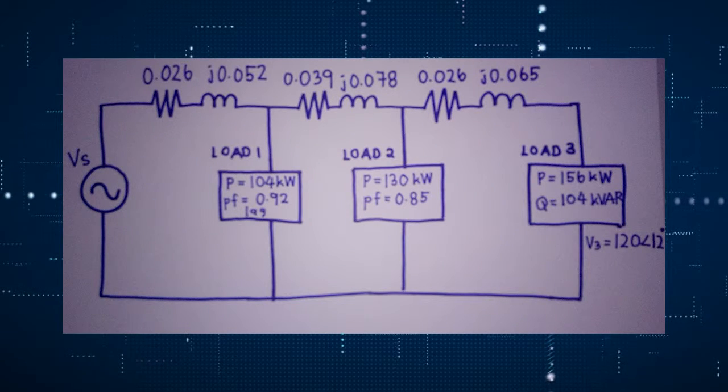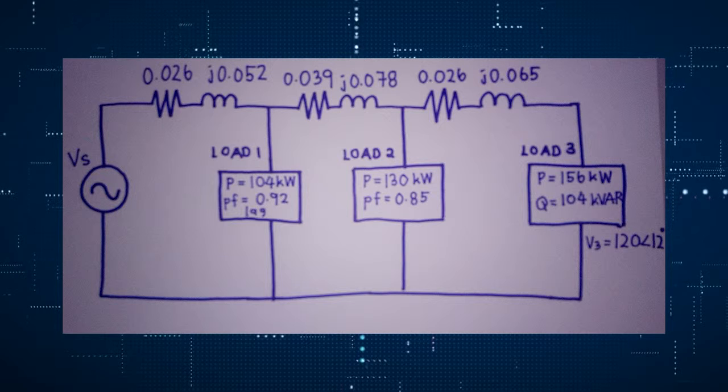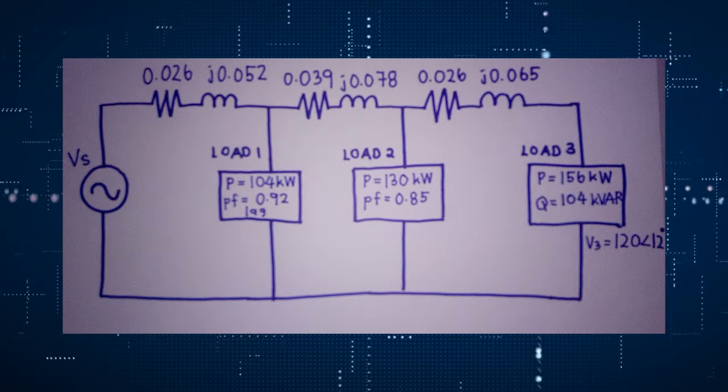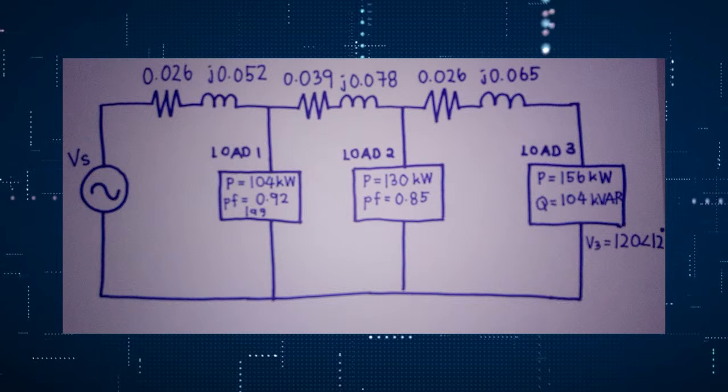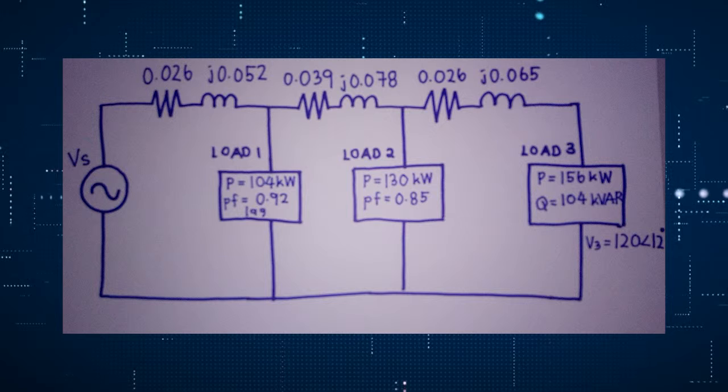Question given for task 1, we have to construct the circuit like this. This is for load 1, load 2 and load 3. Calculate impedance in each load. We have to find complex power in each load.